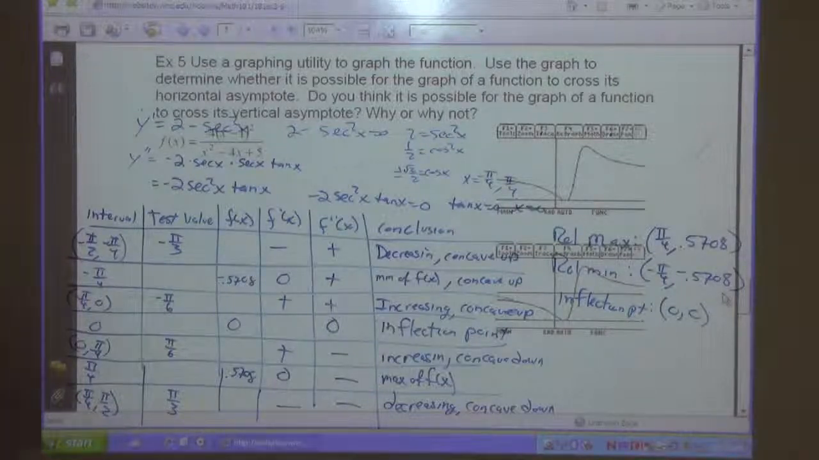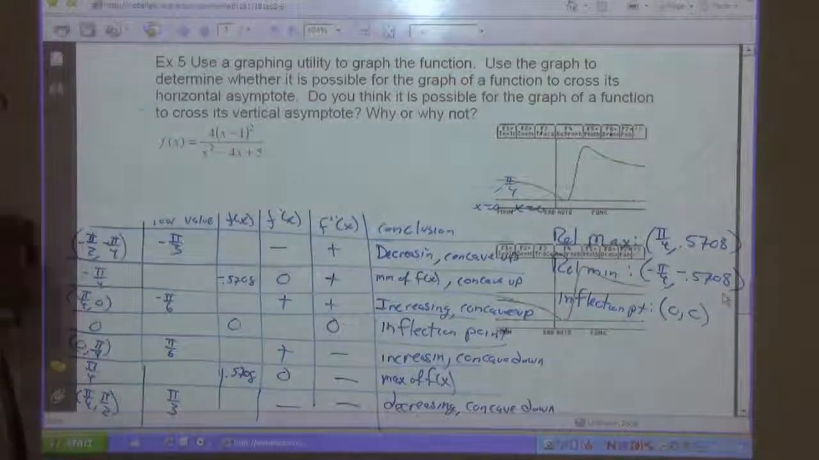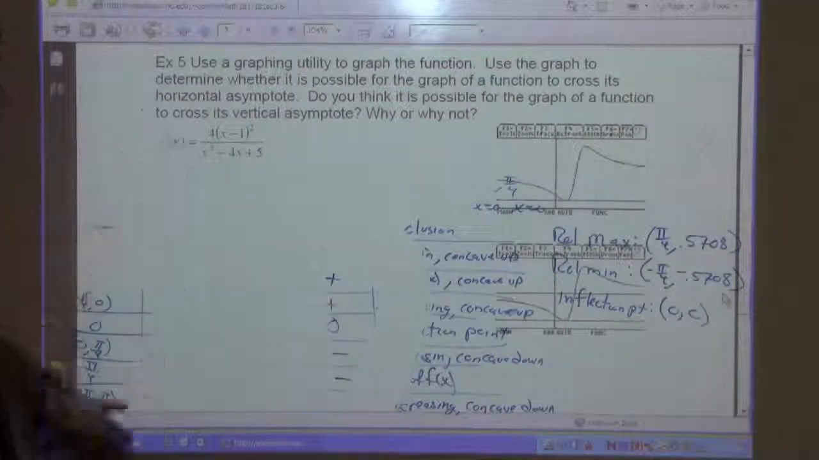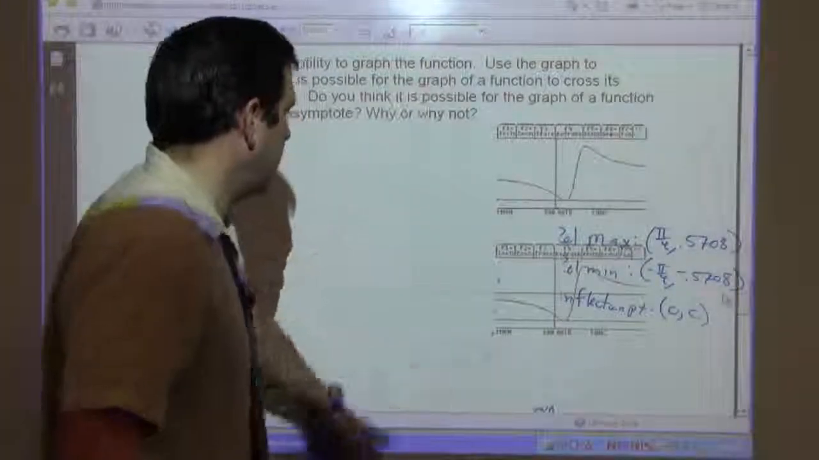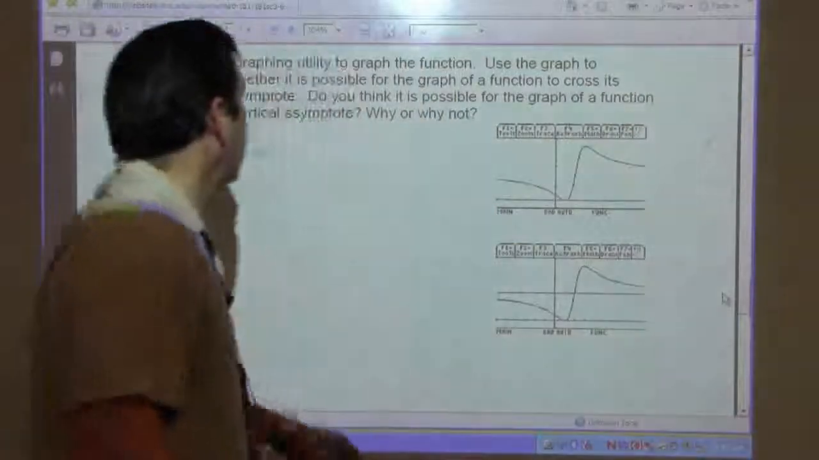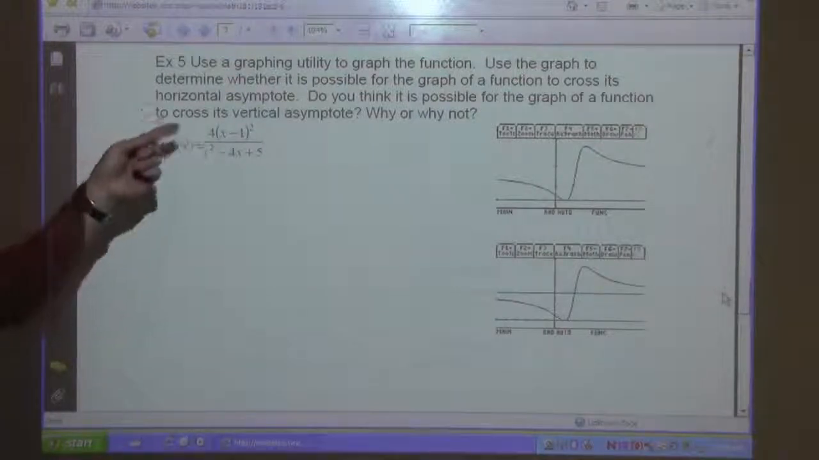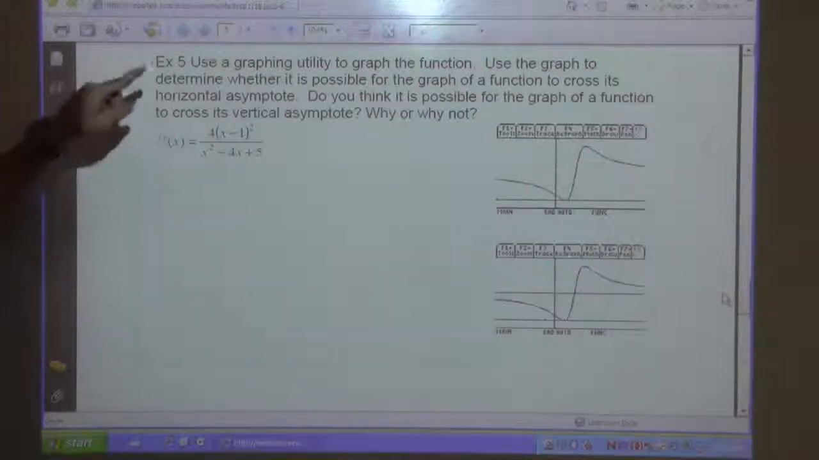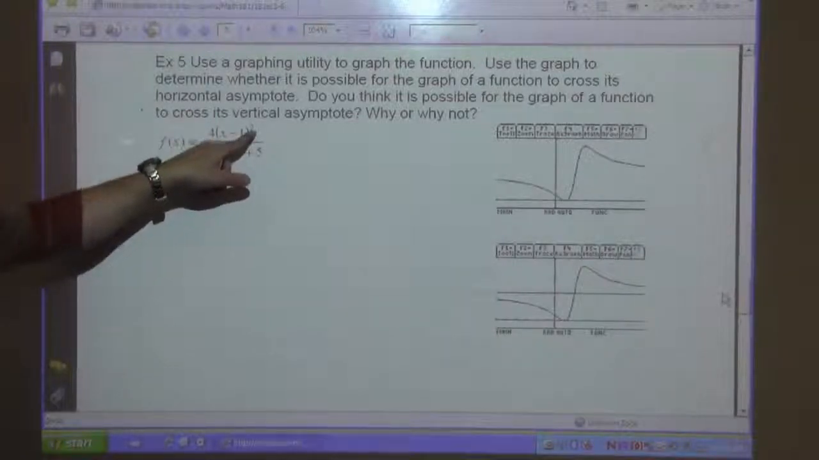Okay, example 5 says, use a graphing utility to graph the function. Use a graph to determine whether it is possible for the graph of the function to cross its horizontal asymptote. I think we can see that pretty well. Do you think it is possible for the graph of a function to cross a vertical asymptote? Why or why not? Well, so here's our function, 4 times x minus 1 quantity squared.